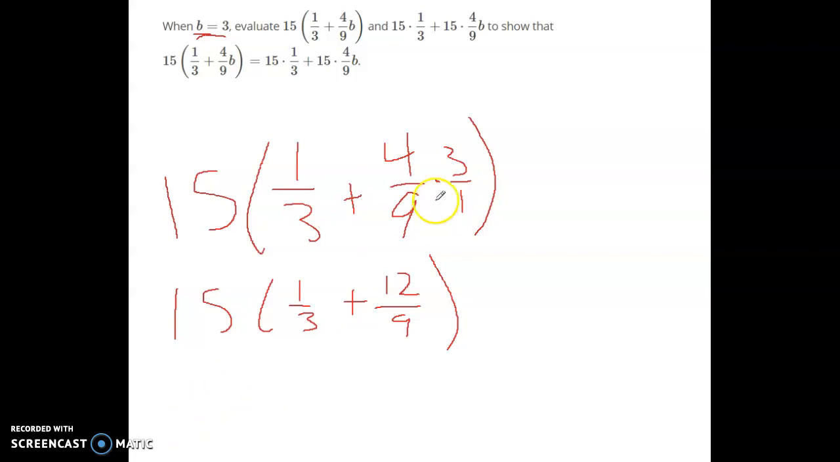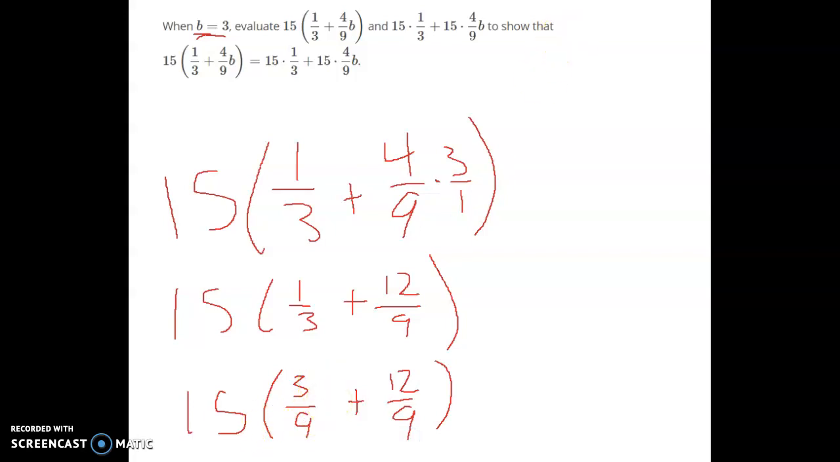So I did the multiplication first. Now I'm going to do the addition. I have to have the same number on the bottom in order to add fractions. I need a common denominator. So 1/3, to change that 3 to a 9, I need to multiply it by 3. And I need to multiply on top and bottom by the same value. So if I multiply on bottom by 3, I multiply on top by 3. So I get 3/9. And here I have 12/9.